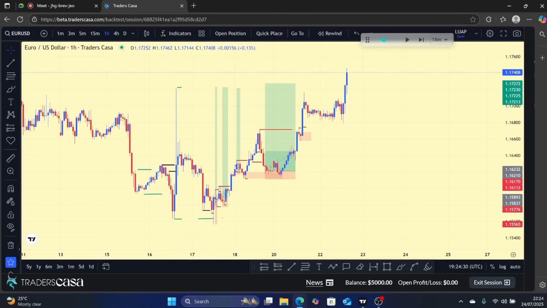The glitch comes on the lower time frame, whereby the major inducement changes its role from being a major inducement to being a change of character.